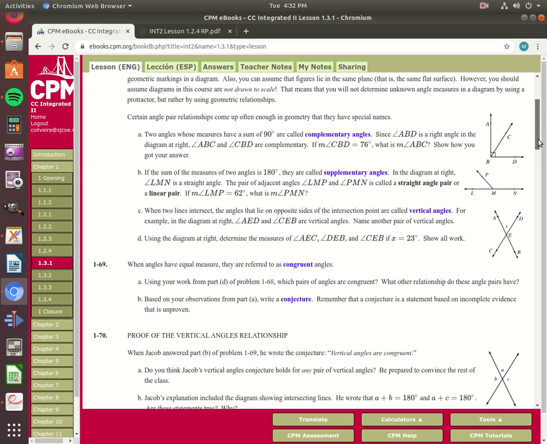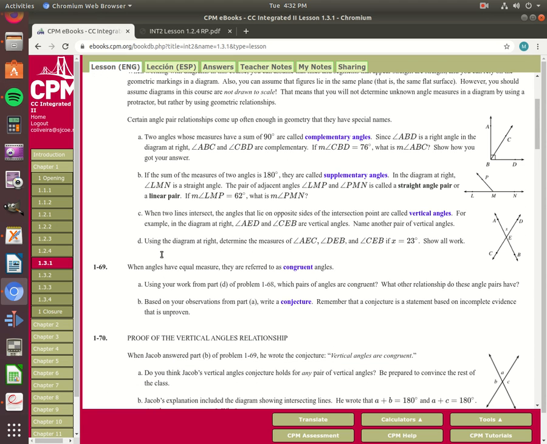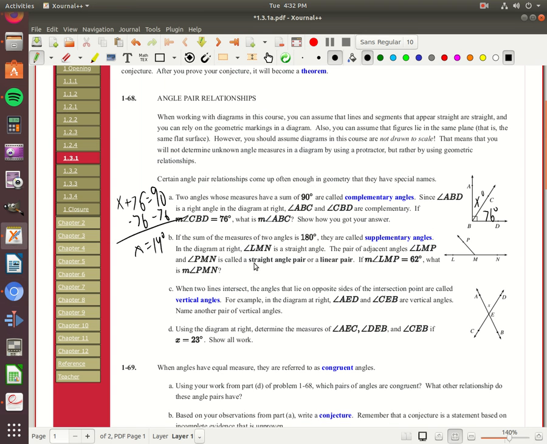All right, so if the sum, I'm sorry, I want to go to this sheet. Okay, if the sum of the measures of two angles is 180 degrees, they're known as supplementary angles. So in the diagram on the right, LMN is a straight angle. And again, we know a straight line is a straight line. That's one thing we know is true in this book. The pair of adjacent angles, LMP and PMN, is called a straight angle pair or a linear pair. And we know that they add up to 180 degrees. That makes them supplementary angles.